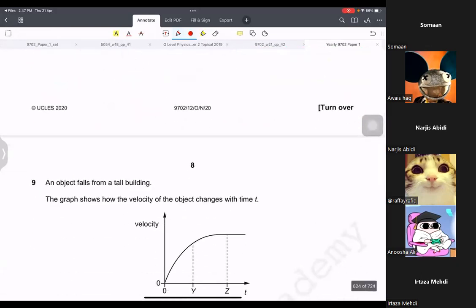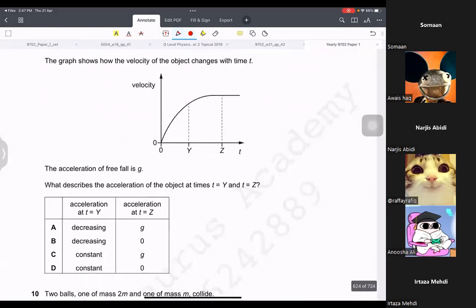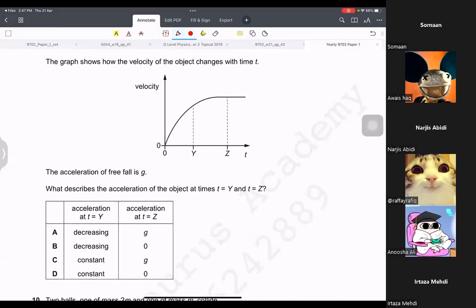Okay, so then the graph. Describe the acceleration of the object at times x, y and z. You make a tangent. Here the acceleration is 0. Here it would be something. If g is here, then it's less than g for some reason. Acceleration at z is 0, and it is decreasing for sure.